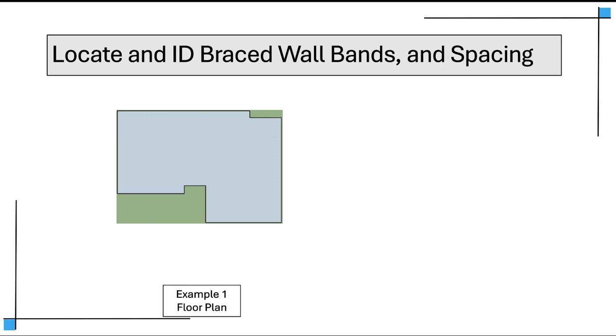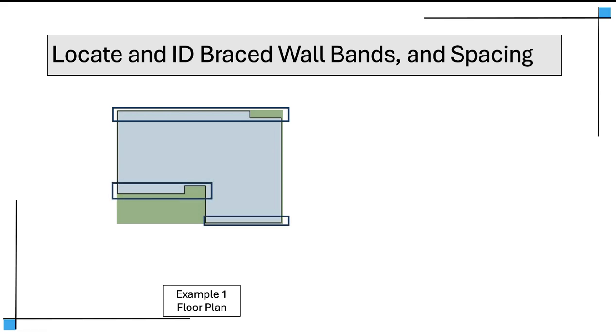So the first thing the designer needs to do when they're determining band spacing is locate their brace wall bands, which are a conceptual item, on their floor plan. And so the first thing they're going to do is surround the perimeter. So I'm going to do that here. These are the three walls that are on the perimeter on the horizontal axis. Then I'm going to do the two end walls.